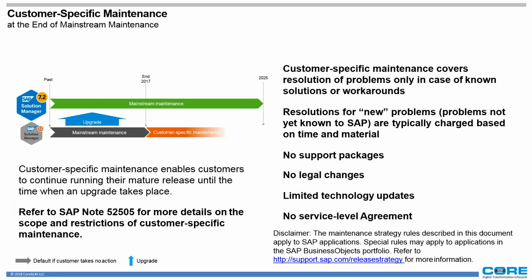So, for customer-specific maintenance, in case you are on 7.1 and you're going to remain on 7.1 moving forward, please realize that there is a note that you can look at to see what the limitations are. You're going to get support from SAP on existing problems that SAP is aware of, but there's going to be very, very limited fixes for anything new that's discovered, any bugs or anything. The first thing SAP is going to do is recommend that you move to or upgrade to version 7.2.